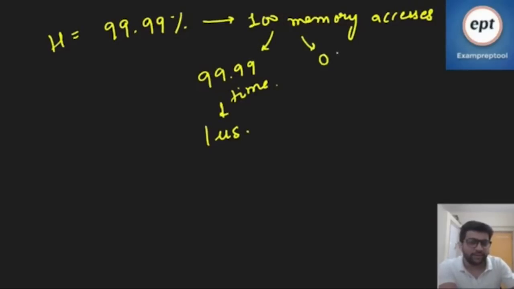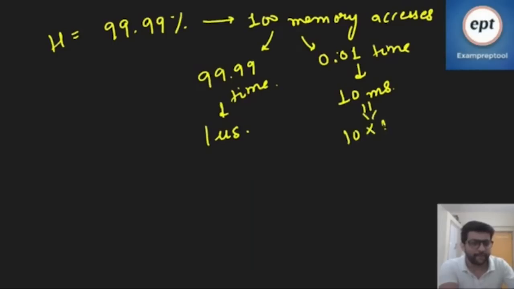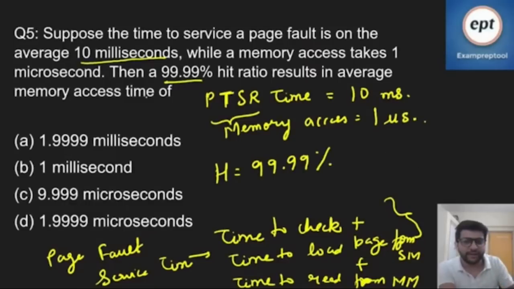And for the remaining 0.01 times, it took around 10 milliseconds. Let me rewrite that: 10 milliseconds, right? If we convert this to microseconds, it will be 10 into 10 cube microseconds, which is equal to 10 power 4 microseconds. Now we have been asked what is the average memory access time?